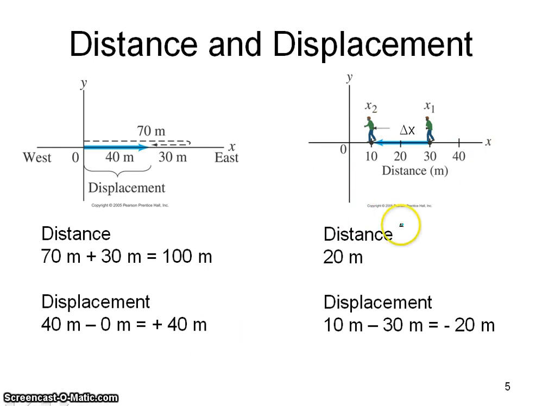Moving over to the example on the right, we have a person who started at 30 meters and walked to 10 meters. So the distance that person traveled, altogether, is 20 meters, they didn't turn around. So the distance is almost the same as the displacement. The important thing about the displacement, though, is that it gets this negative. The person's position decreased, therefore its displacement is negative. So we're going to say this person traveled 20 meters in the negative direction, or this person traveled 20 meters west, depending on what we're talking about.